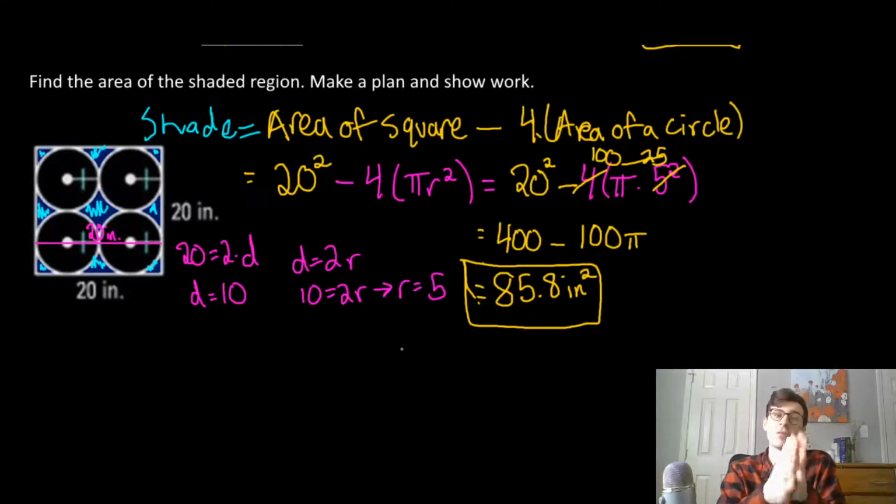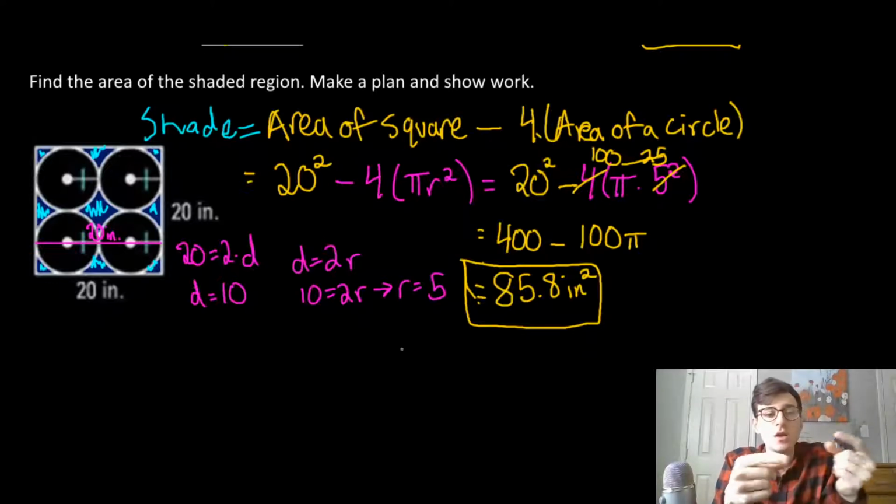Okay, so we made a plan. We said the shaded area is the area of the square minus 4 of those circles. We already knew the area of the square, it was 20 squared. But in order to find the area of the circle, we needed the radius. So then we used the side of the square to find the diameter, to find the radius, used that radius to find the area of a circle, and subtracted.